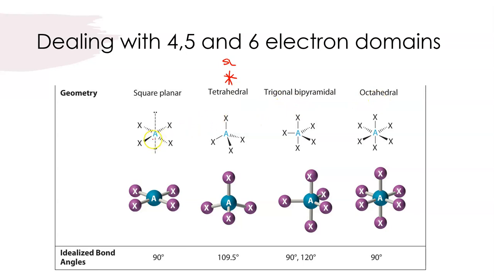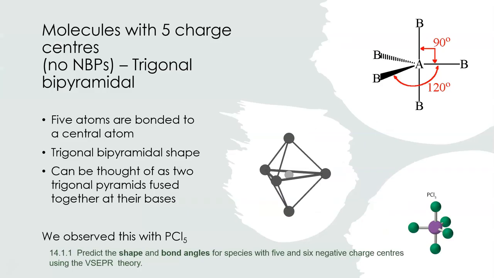So square planar is an AX4E2 configuration. Trigonal bipyramidal is an AX5 configuration. And then we have octahedral with an AX6 configuration. Each one of these we will look at in detail.